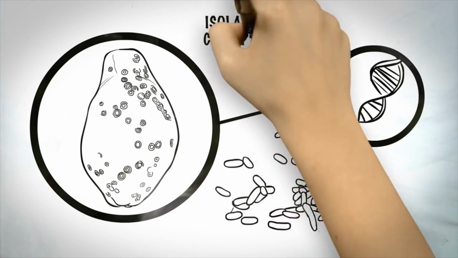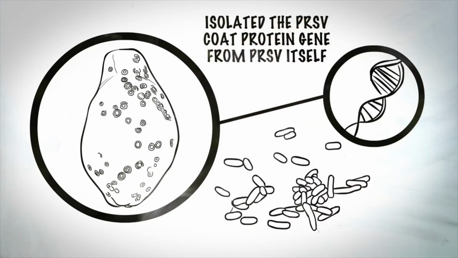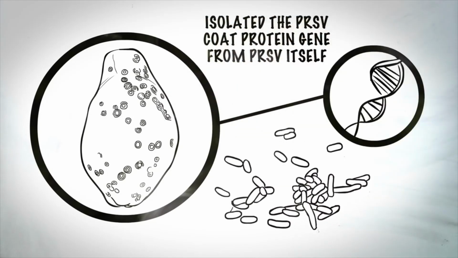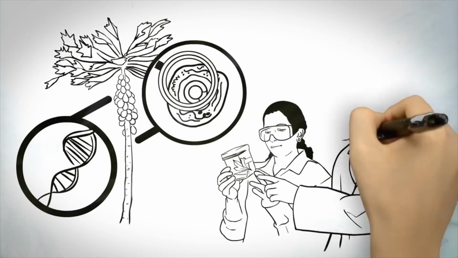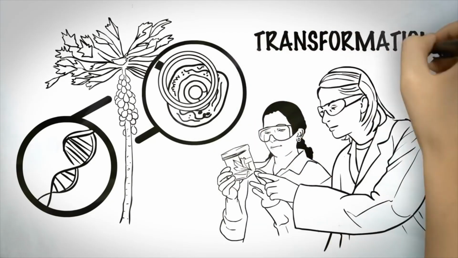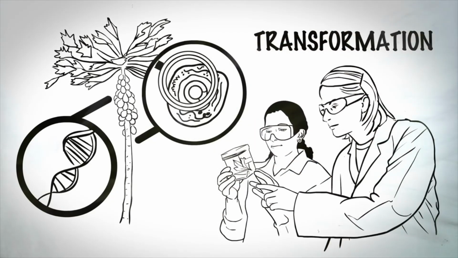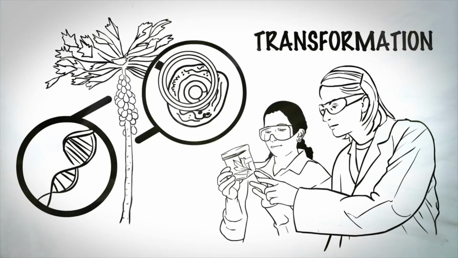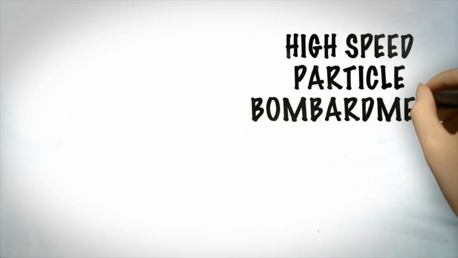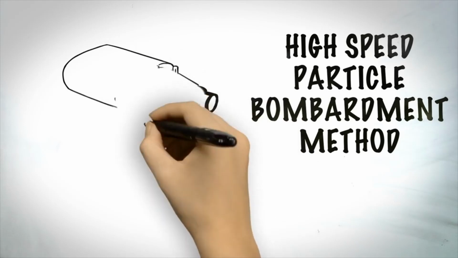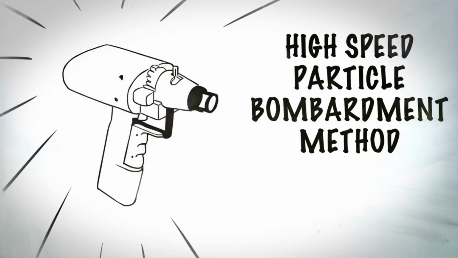Researchers isolated a PRSV gene from the virus itself. Then they needed a way to get the genetic material into the papaya plant's own DNA. Researchers deployed a commonly used technique in biotechnology called transformation, a process by which a copy of genetic material from a specific trait is inserted into cells. There are many ways to transform a cell. In this case, the researchers used a high-speed particle bombardment method. Through a high-pressure insertion device, the gene from the virus was inserted into the DNA of the papaya seed.